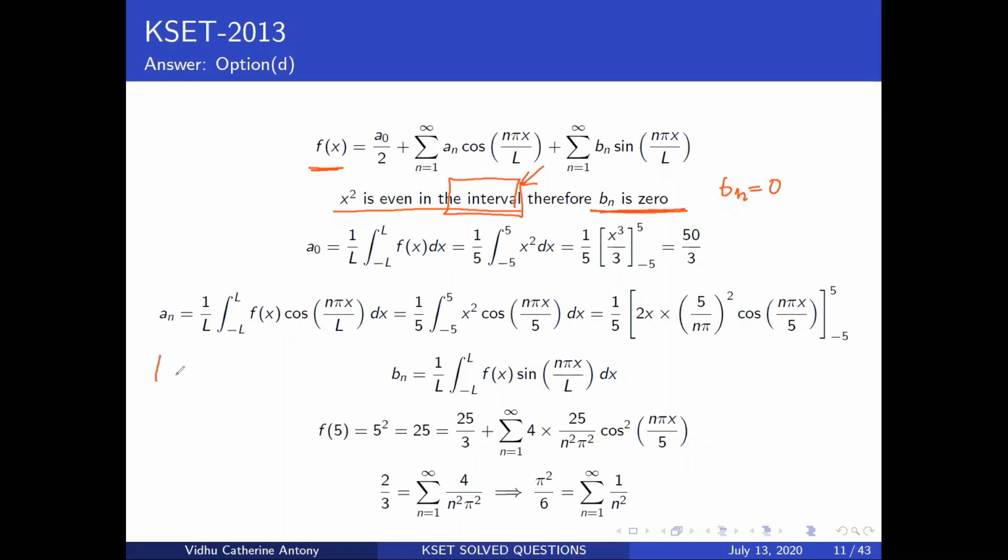Why? Because your b sub n term is basically something like this. You've got a sine function here, which is odd, right? So this term goes off to 0. Now here you can calculate these integrals. So 1 divided by L, integral from -L to L, f of x cos of n pi x by L dx, which is equal to 1 divided by 5, integral from -5 to 5, x squared cos of n pi x divided by 5 dx.